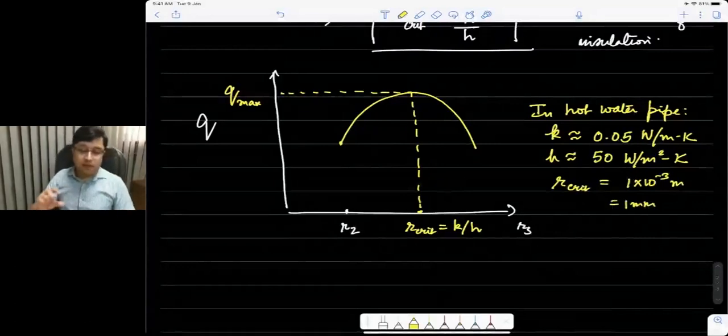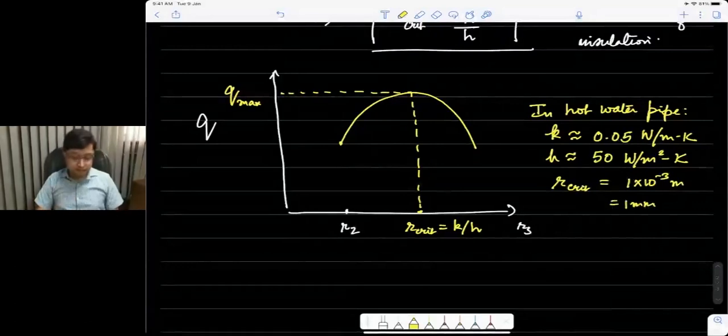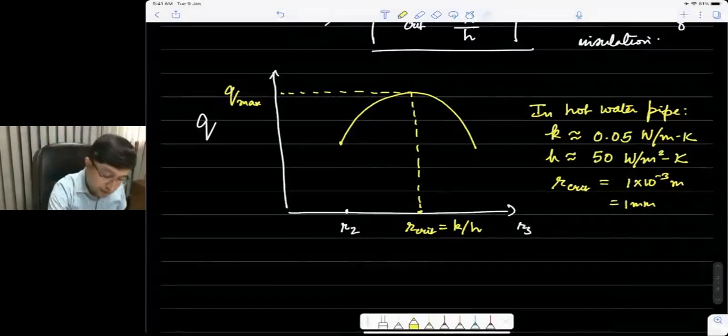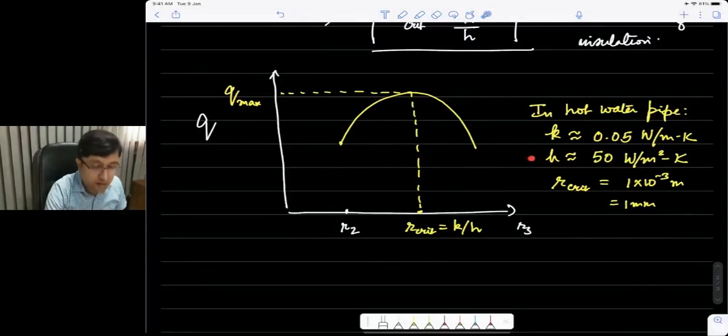Now it's a very small number, and typically our pipes are much thicker. So we are way beyond this critical radius. So as an engineer, when you're deciding in the field what the thickness of the insulation should be, you are actually pretty much on the right side of this number here. I hope you see this, that you're way far down here.